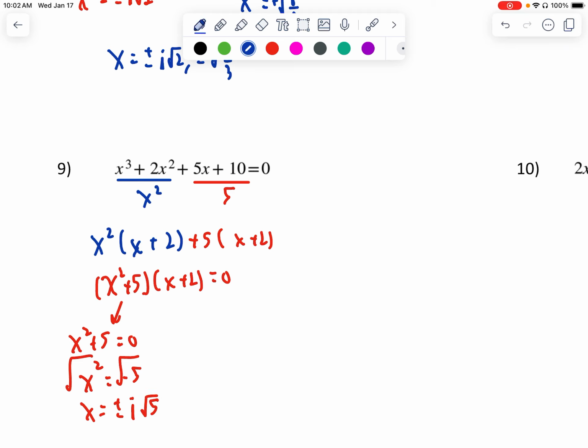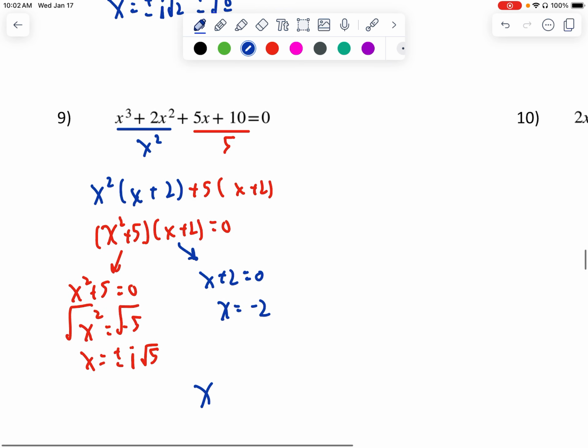And on the right side, this one isn't too bad at all. x plus 2 equals 0. Just subtract 2 on both sides to get x equals negative 2. So our final answer, plus or minus i root 5 and negative 2.